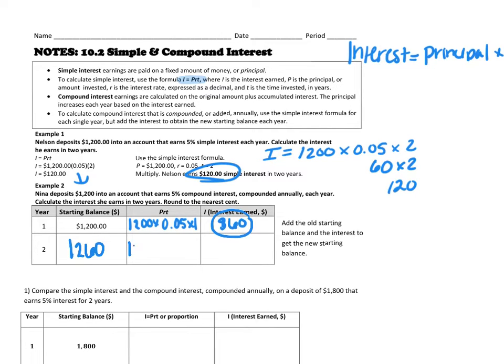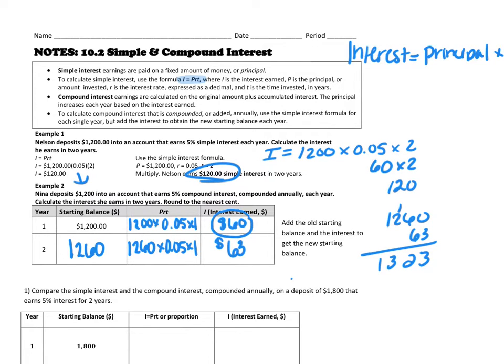Okay, so we would say 1,260 times 0.05 times 1. So 1,260 times 0.05 is $63. So that's his new interest for that year. So at the end of the year, he would have 1,260 plus 63, and he'd have $1,323 at the end of 2 years. So that's compounding it annually. We take the amount, we add it back on, and then we push it through the equation again.